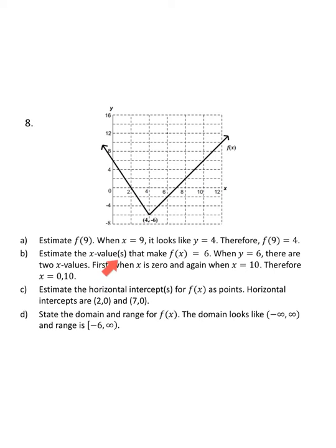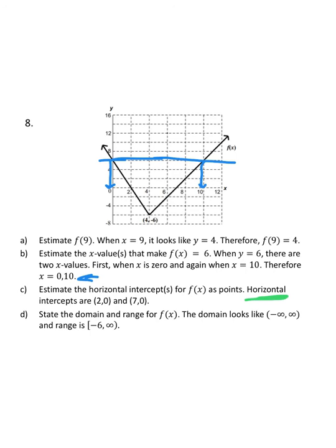Estimate the x value or values that make f of x equal 6. Yet again, I want f of x to be 6. That's a fancy way of saying my y value is 6. We're going to pretend I could draw a straight line. That's a big imagination there. But we can see that this x value of 10 gives us a y value of 6, and this x value of 0 also gives us a y value of 6. Did I say that right? I think so.